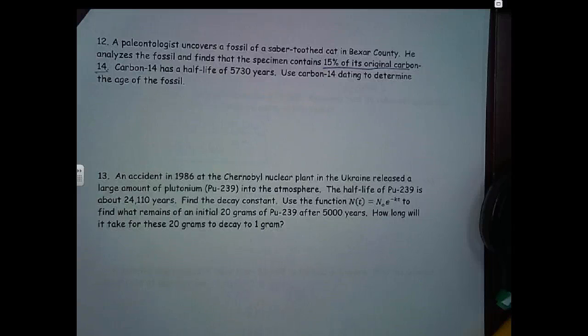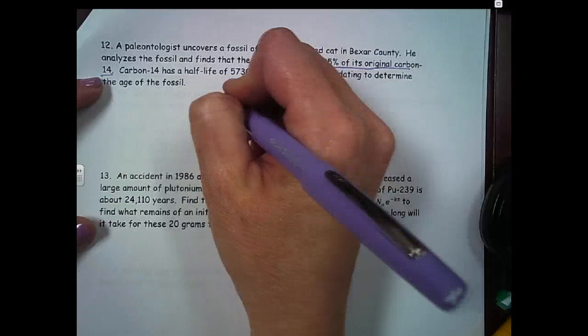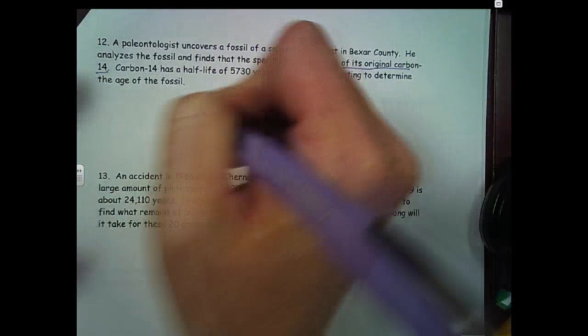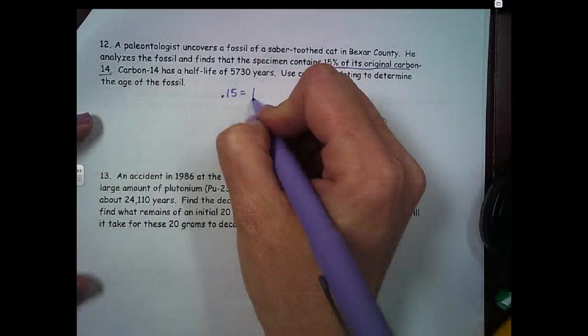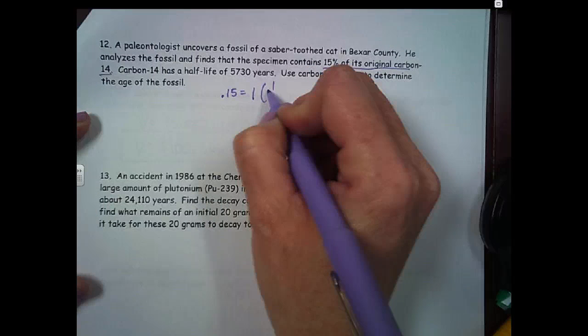Okay, so let's think about this one. It's kind of strange. It gave me a half-life time, and it gave me the percent that was left. What percent was there when he found it? How much of it was there? 15%. So as a decimal, we're going to use what? 0.15. Well, when the saber-tooth was alive, what do you think his carbon-14 would have been? 100%, right? So that would have been a 1.